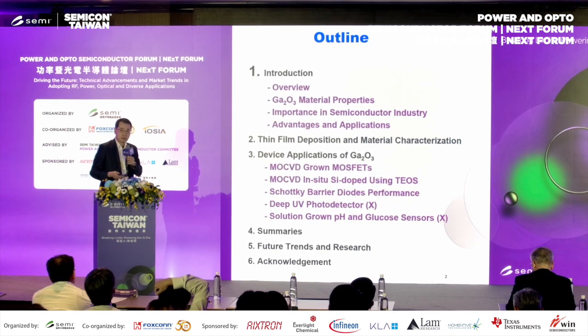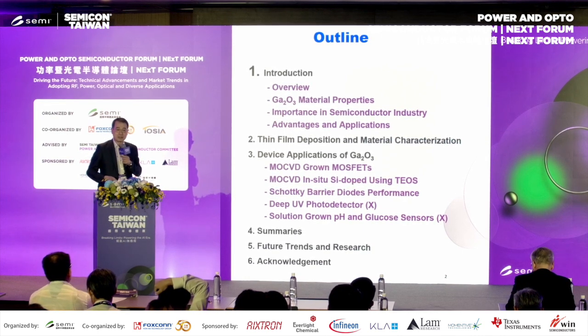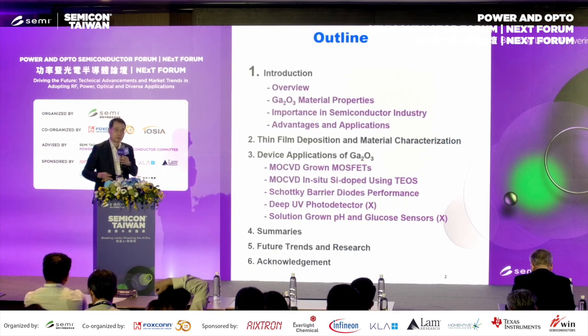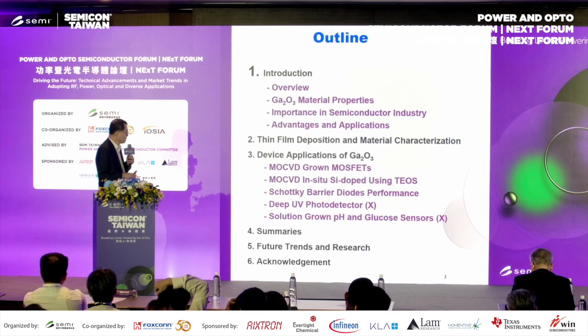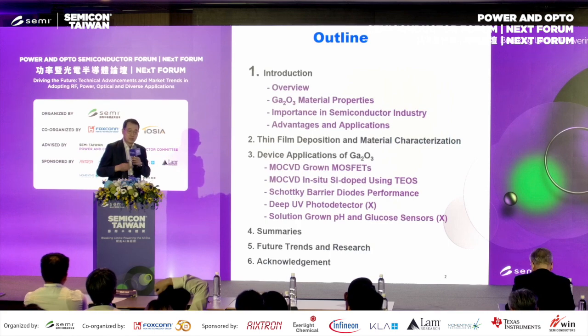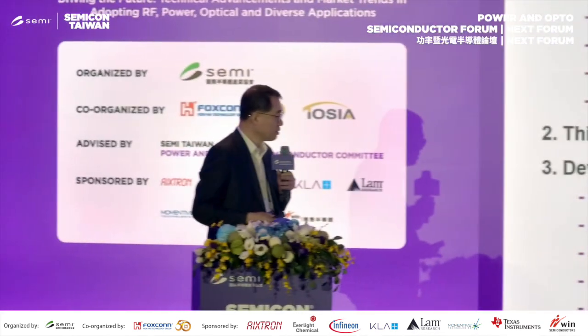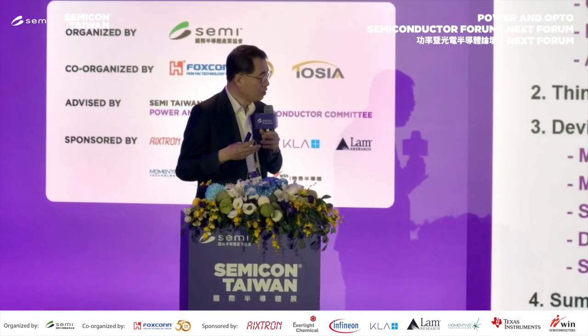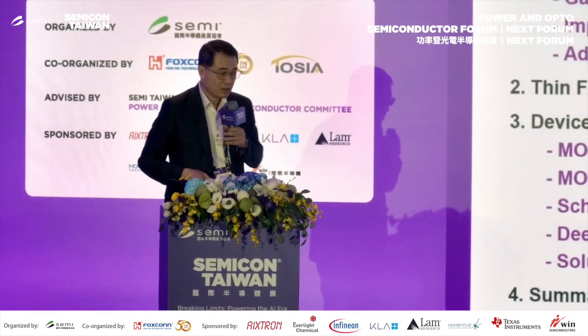Also, gallium oxide has a very wide bandgap, so it is especially suitable for solar-blind detector array image sensors, the deep UV photodetector. And because it's a wide bandgap material, it also has potential for pH and glucose sensors.